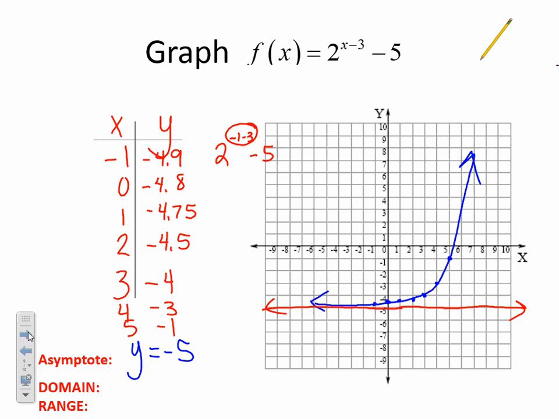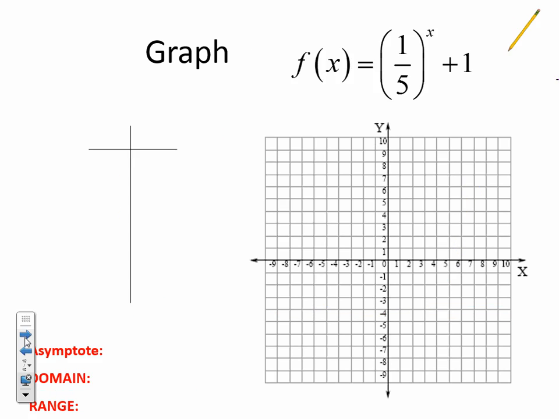Our domain: any number I wanted to plug in, I could, so that's all reals. My range, however: the graph stays above that negative 5 mark on the y, so my y values are greater than negative 5. Not greater than or equal to, just greater than. It never really touches that asymptote line.